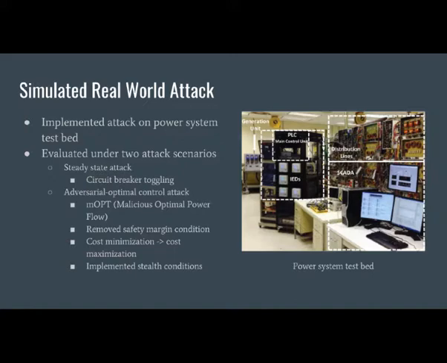However, the second test, which was an adversarial optimal attack, they took the normal code or controller which runs, which is the optimal power flow, and they added this M to make it malicious. And in order to make it malicious, they did these three things, which was remove the safety conditions from the optimal power flow implementation. They reversed the cost optimization, so instead of minimizing the cost, they maximize the cost.